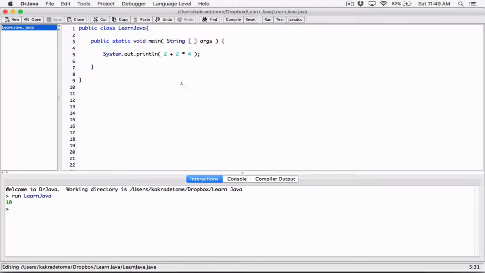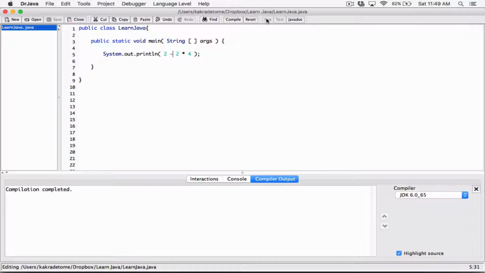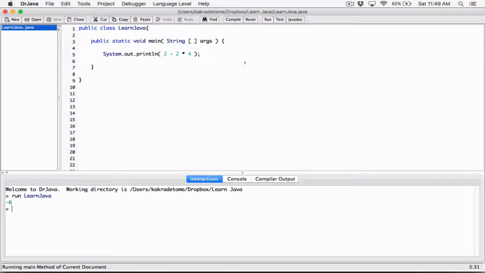Now let's try minus. Normally we would see this and we would do 2 minus 2, which gives us 0, and 0 times 4 will give us 0. So let's see if we're going to get 0 here. Compile this, run it, and we get -6.